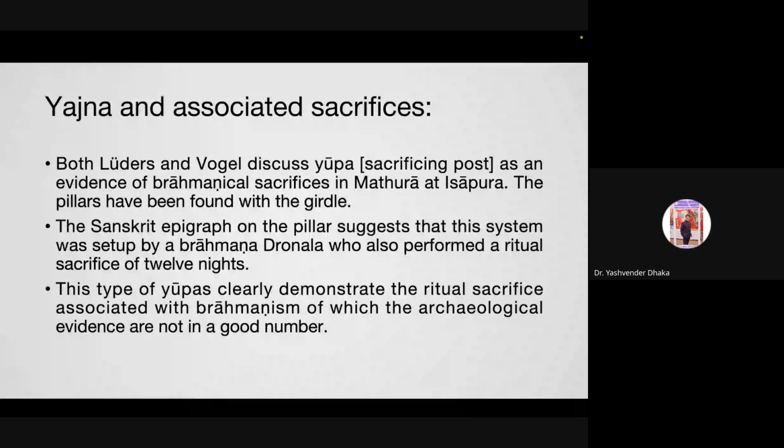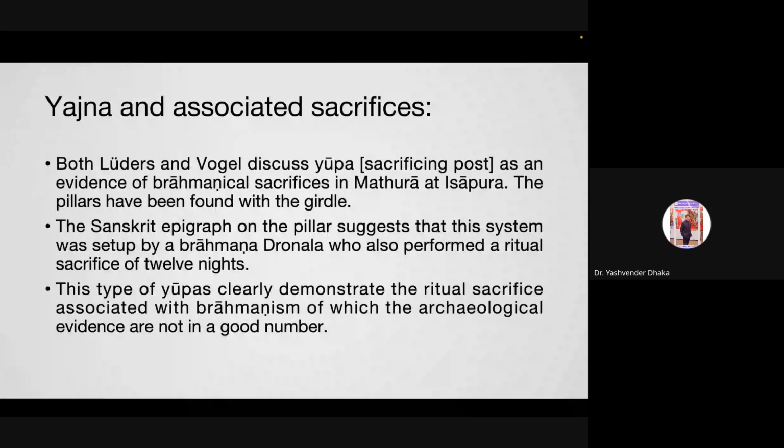So basically, this sacrifice happens in a Krishna Paksha, in which you perform the ritual for 12 nights, and then on the 13th and 14th day, you prepare for the sacrifice, and on Amavasya, you do the sacrifice. So this type of Yupa clearly demonstrates the ritual sacrifice associated with Brahmanism, of which the archaeological evidence is not in a good number. So this is the single example from Mathura. But as we say in archaeology, even if the evidence is less, it does not mean the activity was less. It is for us to find the evidence, and we have not been so lucky in the case of Brahmanical sacrifices.